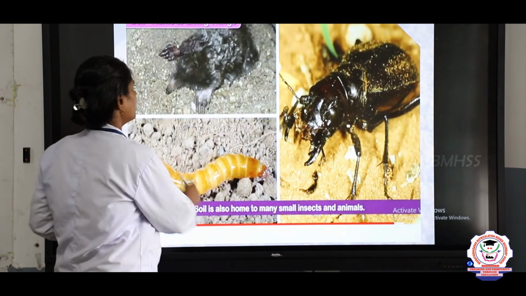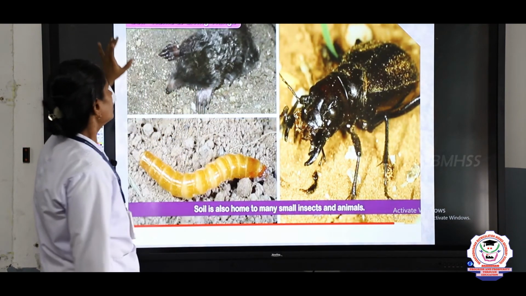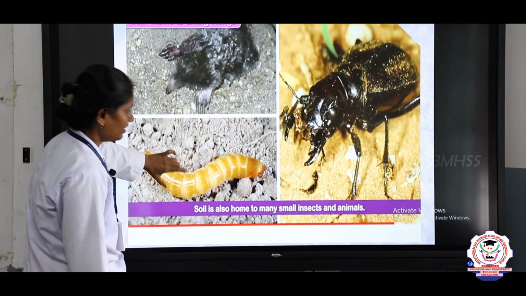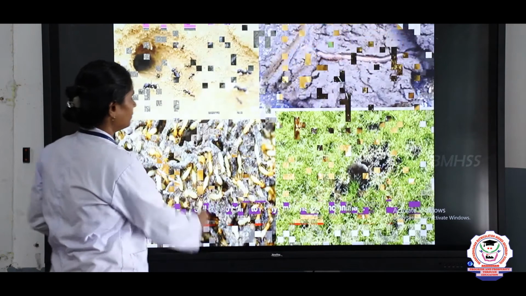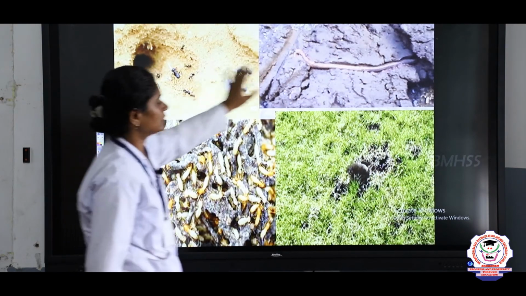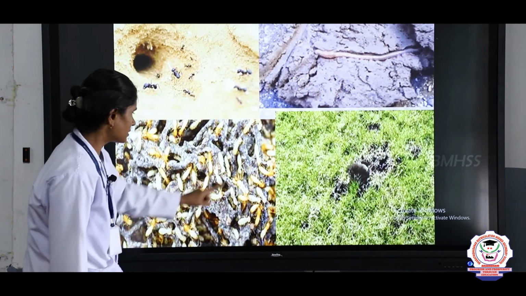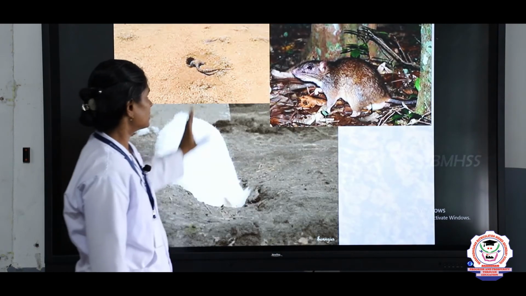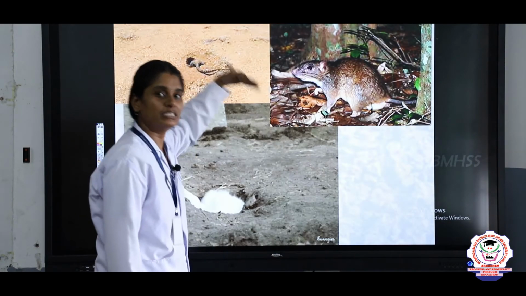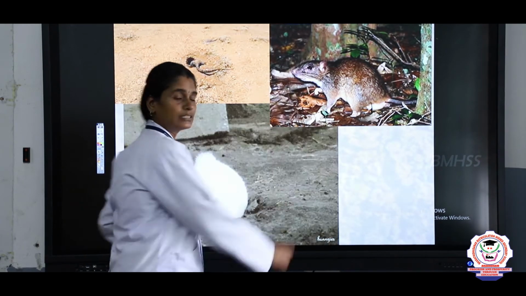Okay. So, almost we are at the end. We can see what are the animals that live in soil. So, moles, and we can see earthworms and beetles, some insects, ants, earthworms, termites. So, this is termites, and then moles, rabbits, snakes live inside the soil. They make a burrow and they live inside the soil. Rats also live inside the soil.